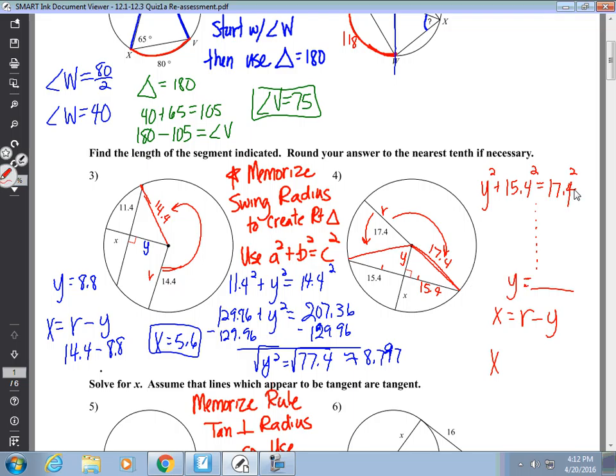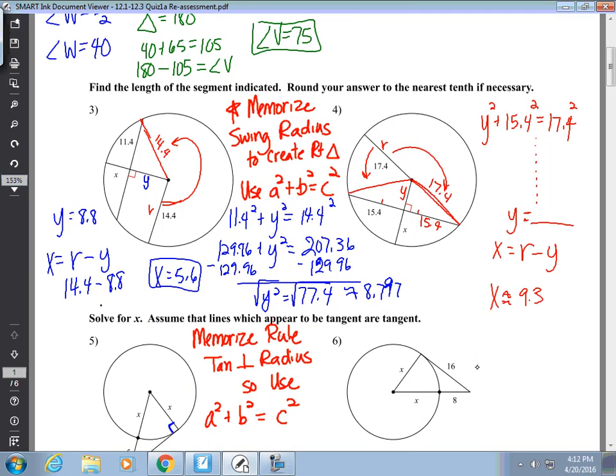You need to practice doing that. And then once you find your y, subtract it from the radius. X should be approximately 9.3. Please don't turn in your paper with just this and think you're going to get credit. You need to physically work it out, see if you get to this answer. If you can get to the 9.3, then you know how to do it when you have to do it tomorrow.